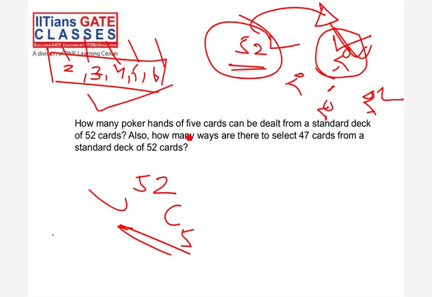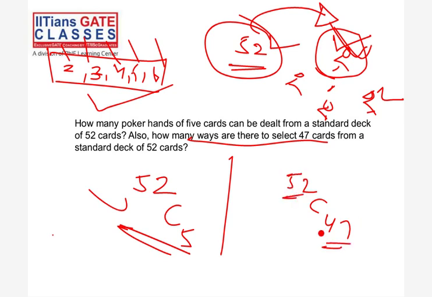Now let's see the second question. He is saying how many ways are there to select 47 cards. So this is the number of ways to select 47 cards. From 52 you are selecting 47. Now why is Sanjeev saying that both are the same? Why is it the case?